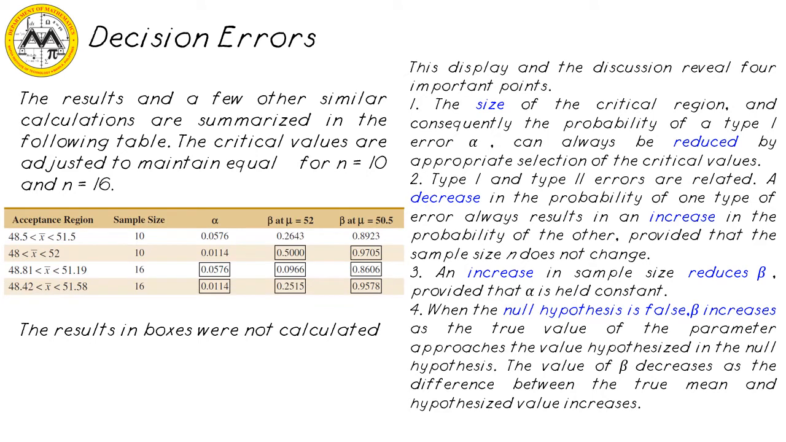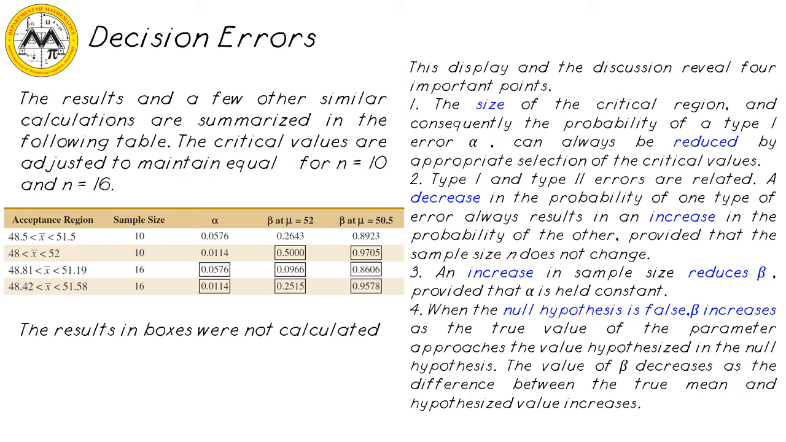From the previous discussion, the results and a few other similar calculations are summarized in the table. The critical values are adjusted to maintain equal values for n is equal to 10 and n is equal to 16. So taking note that the acceptance region is from 48.5 to 51.5. So let's observe what would happen if we're going to widen it to 48 to 52.